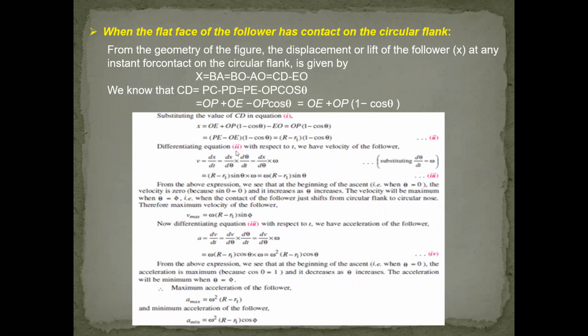Now we are going to find the velocity, v equals dx by dt, by differentiating the above equation. But our equation does not have any t terms, so this is written as dx by d theta into d theta by dt, that is dx by d theta into omega.